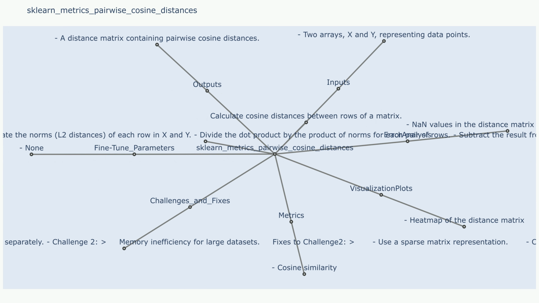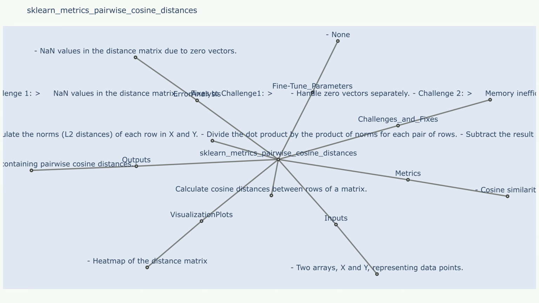Cosine distance is often used in text analysis to measure the similarity between documents or words. It is also used in other applications such as image recognition and recommendation systems.